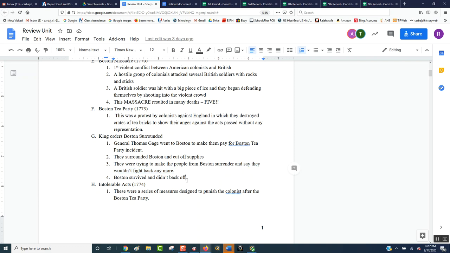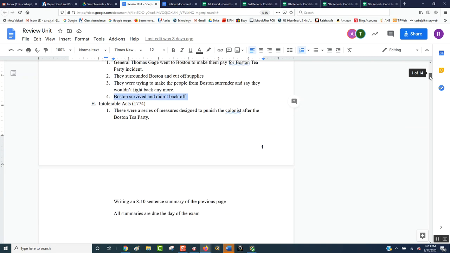It didn't work. Boston survived, and they didn't back off because they were able to smuggle food in, not enough for them to be super full every day, but just enough not to starve. And it kept going. So the king realized that punishment didn't work, so he set up the Intolerable Acts.